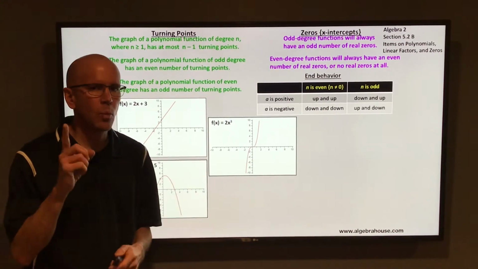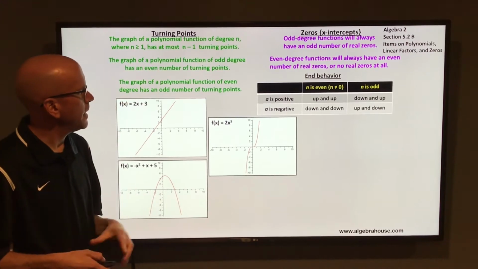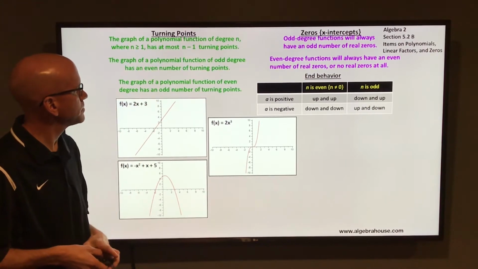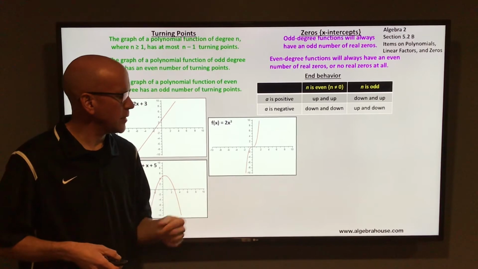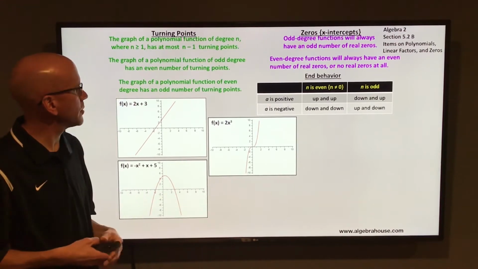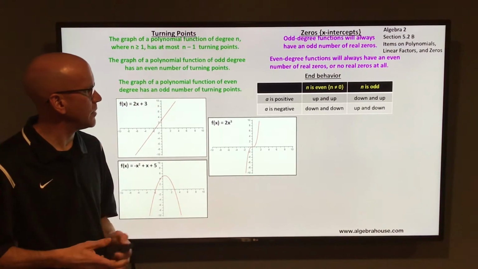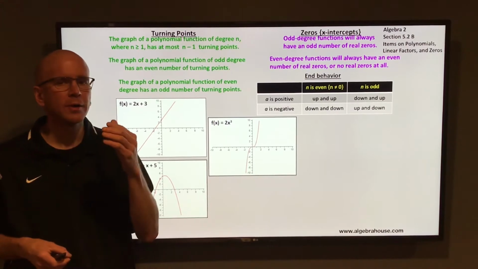It has one x-intercept. And the turning points, if you look closely here, you might think there are turning points, but there are none. Odd degree functions will have an even number of turning points, or it could have none at all.